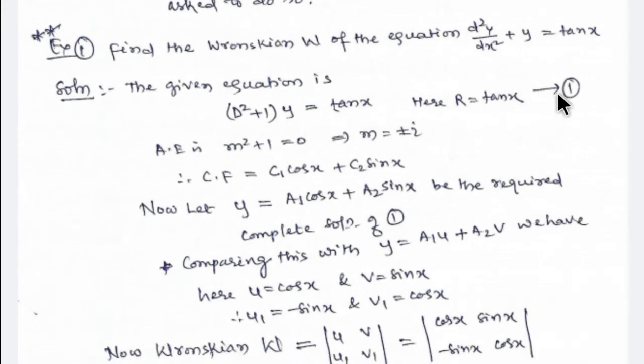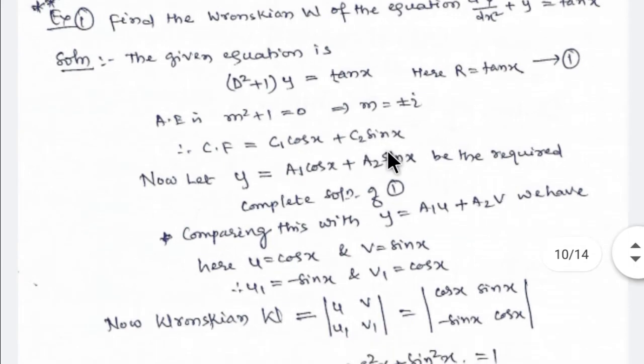This you call equation 1. Now find the auxiliary equation and the complementary function, which is not given here. Auxiliary equation: m square plus 1 equal to 0, m is equal to plus or minus i. Therefore the complementary function is c1 cos x plus c2 sin x.